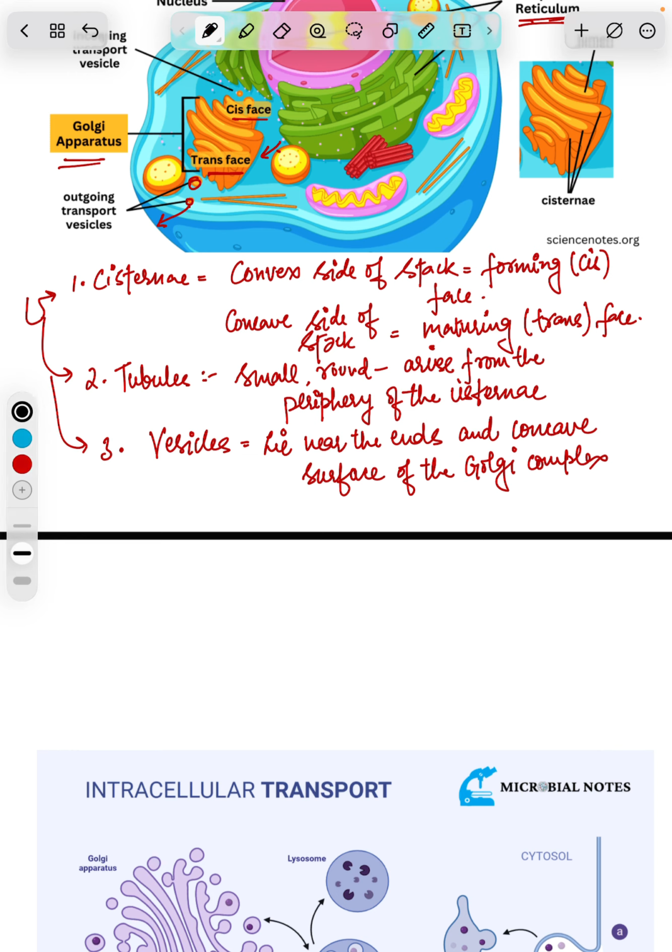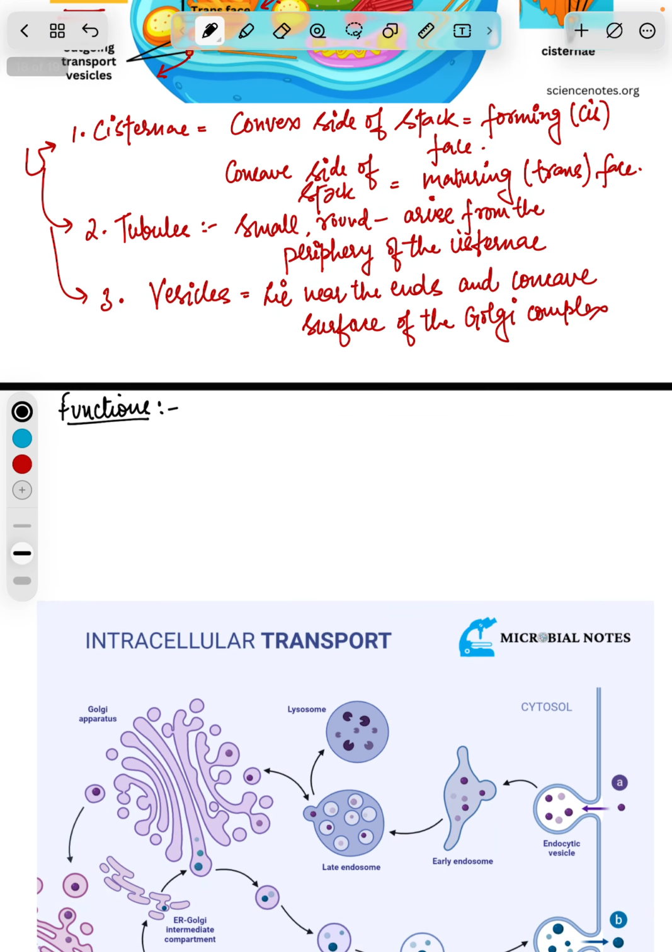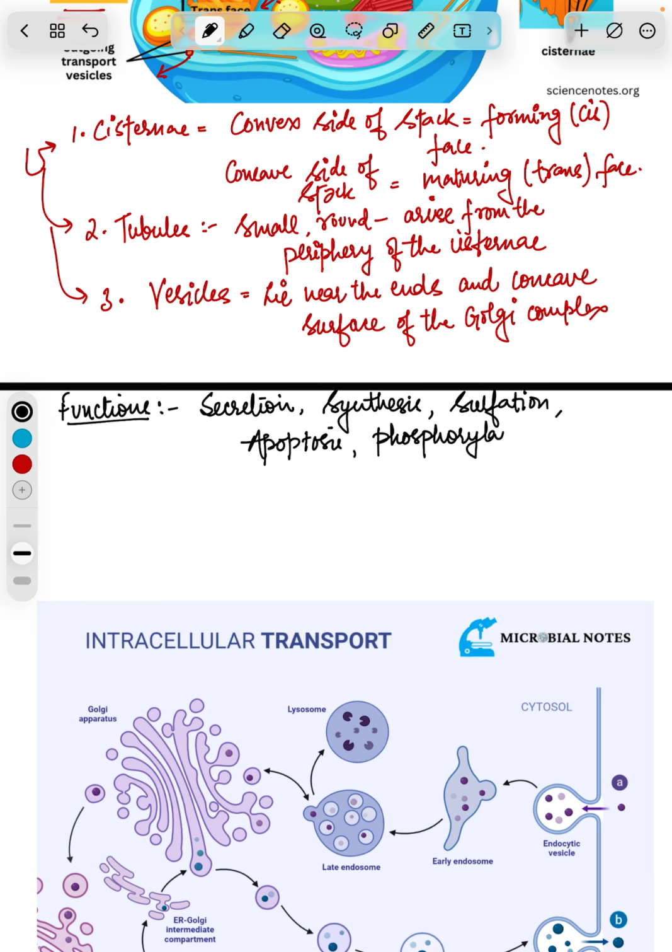Next we will discuss the functions of the Golgi complex. Function-wise, the major functions it performs include secretion, synthesis, sulfation, apoptosis, phosphorylation, and other cell-specific functions that we will discuss in the last.